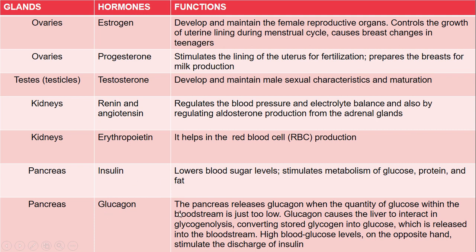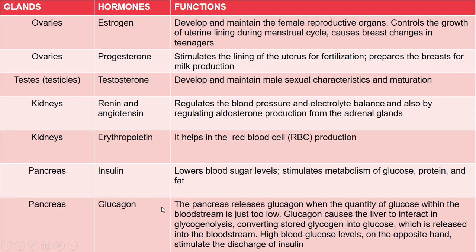But glucagon is the one which helps when the quantity of glucose within the bloodstream is too low. Insulin is released when the blood sugar is high and it lowers the blood sugar levels. But glucagon is released when the blood sugar level is low, because the body is in need of glucose but the glucose is not present. We are not having any intake of glucose. At that time, what happens?